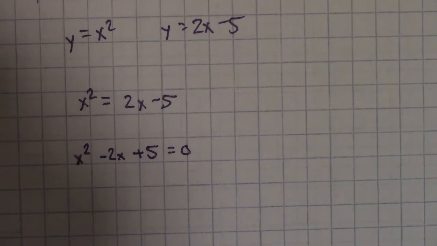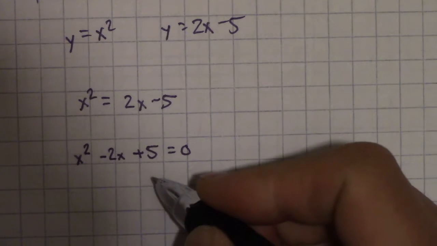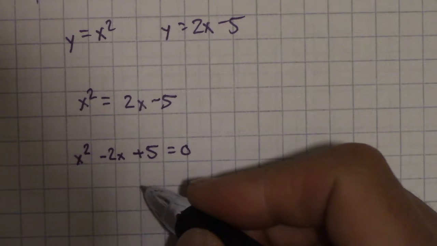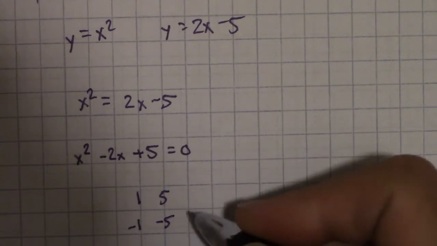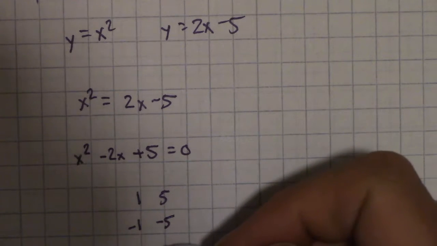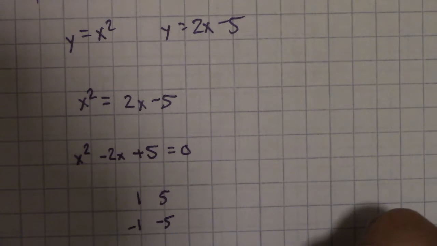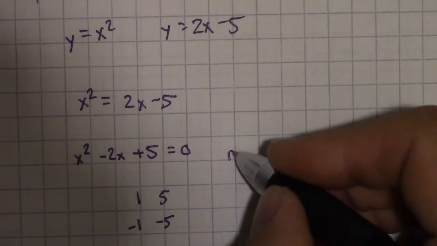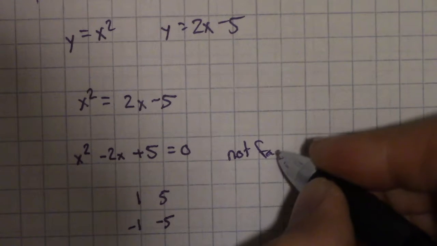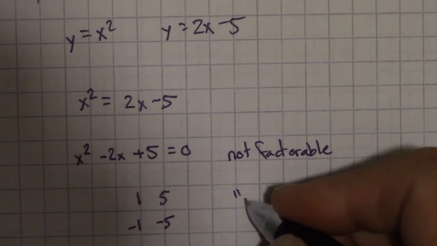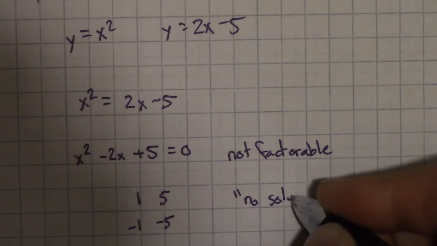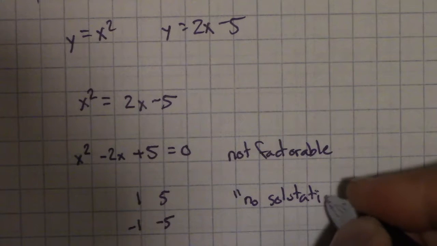If I think about factoring this for a second, I'm asking for two numbers that multiply to 5 and add to a negative 2. And last I checked, my only options to multiply to a positive 5 are either 1 and 5 or negative 1 and negative 5. And there's no shot of adding those to get to negative 2. So in other words, we get an equation that's not factorable. There is no solution. There is no point for which these two graphs cross.